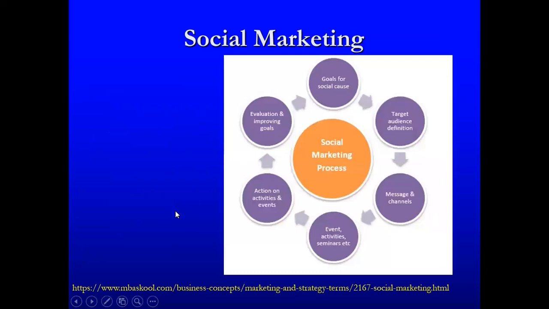This is the image I have taken from this site. So it describes the social marketing process. So we actually set a goal for a social cause. Then we identify target audience. Then we formulate a message and use a particular channel. Then we conduct events, activities, seminars. Then finally we evaluate whether the goals are achieved or not. So this is a social marketing process.